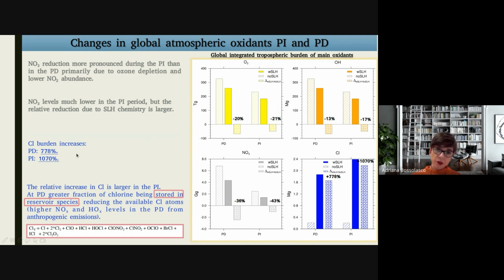In the case of chlorine, the burden is increased in both periods, in present day and in pre-industrial, but there is a larger increase in chlorine in pre-industrial periods. And this is because at present day, there is a larger fraction of chlorine that is stored in reservoir species because there are higher NOx and HOx levels from the anthropogenic emissions in the present day.